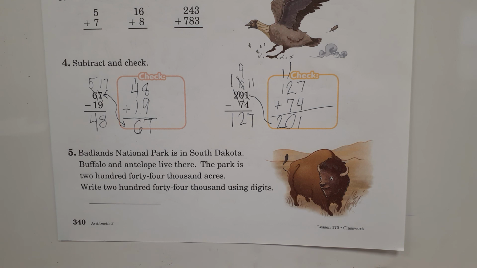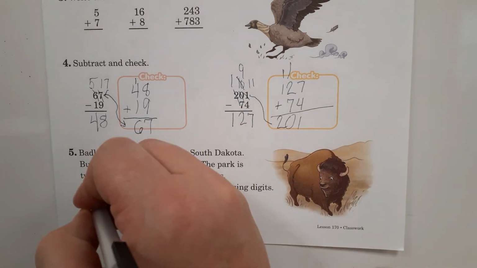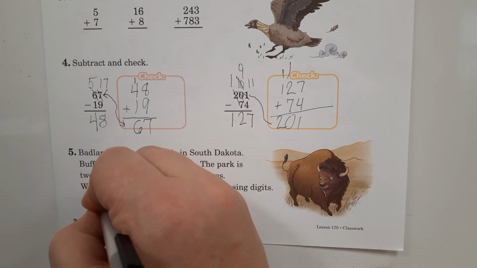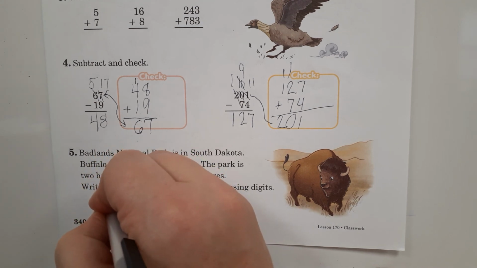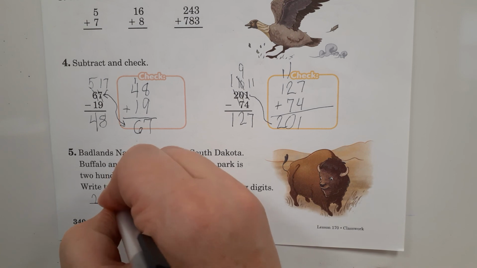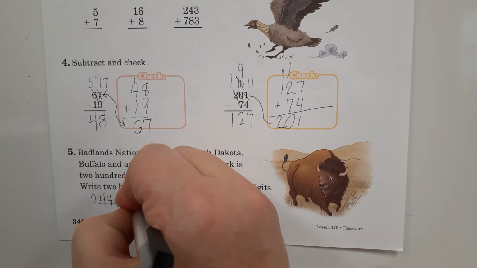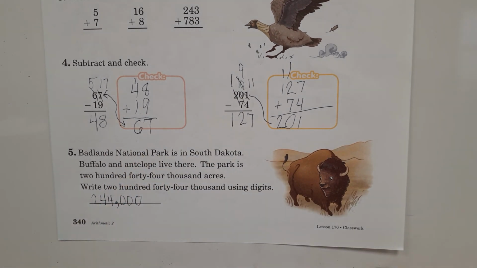Number 5, Badlands National Park is in South Dakota. Buffalo and antelope live there. The park is 244,000 acres. Write 244,000 using digits. 244, comma, 000. 244,000. All right, boys and girls, this is it for your classwork.